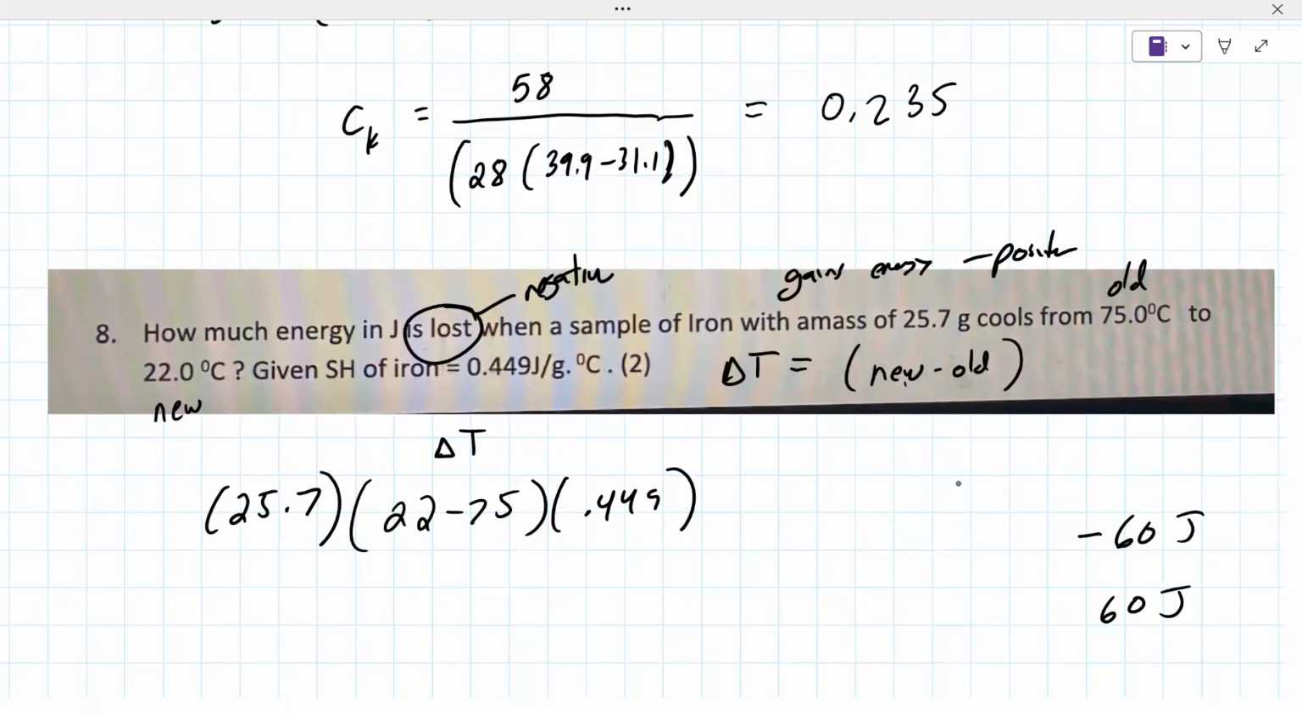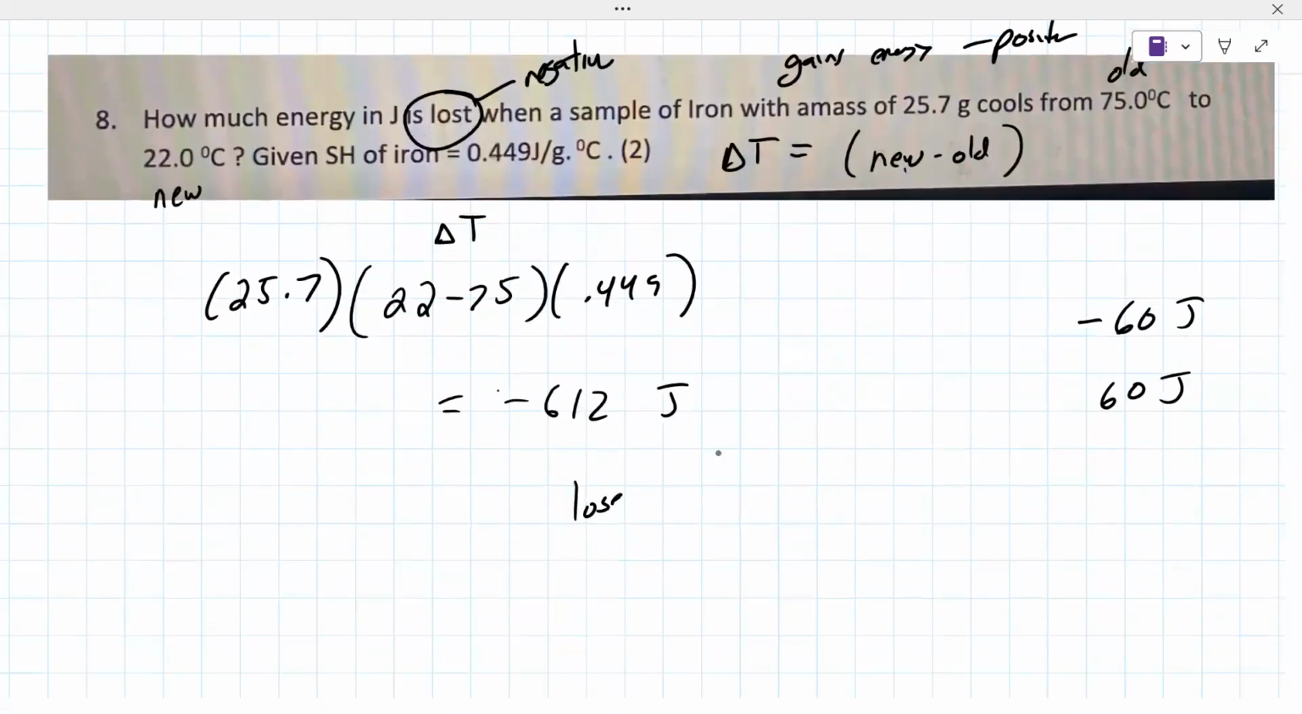These are just conventions. It's like we think of the lights being on as positive, lights being off as negative, or North Pole, South Pole, stuff like that. We got negative 611.58. So yeah, negative 612 joules, or you would say loses 612 joules. That's another way they could say it. In the multiple choice, it could say loses or gains. Those are some ways that you might say it.